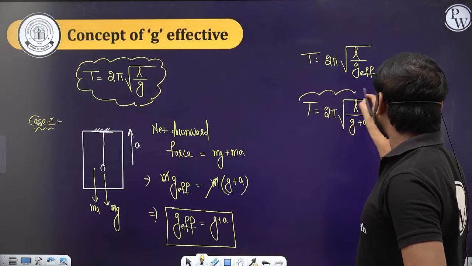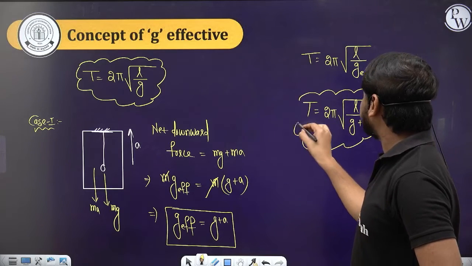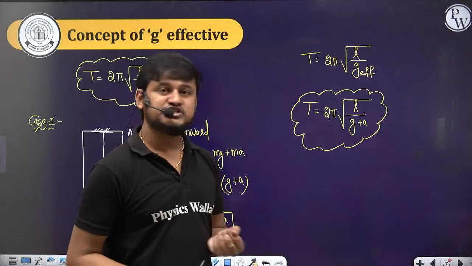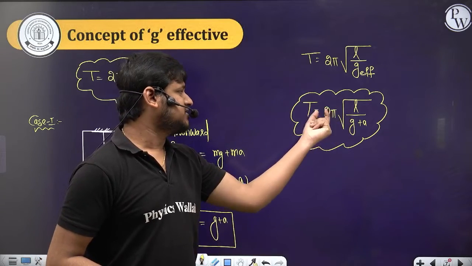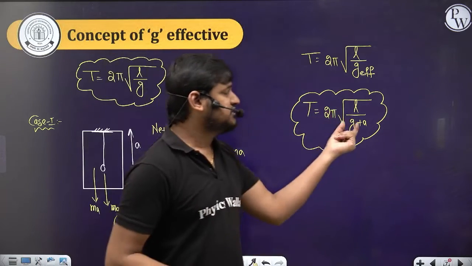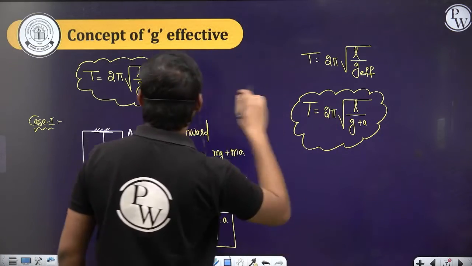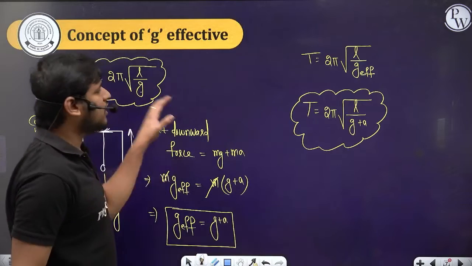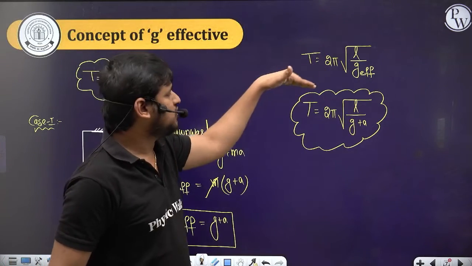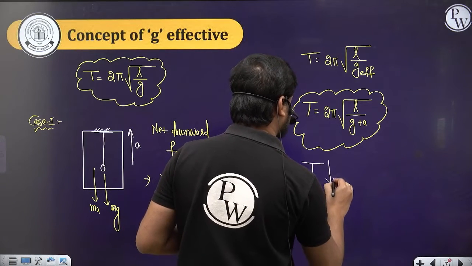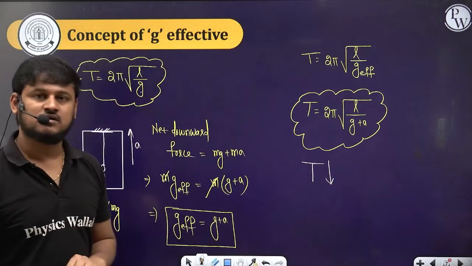So which means here the time period of the simple pendulum increases or decreases? Which term will decide? The length is constant, 2 pi is constant. So g plus a, this term actually increased from here to here. So the denominator term increased, so that overall time period decreases.